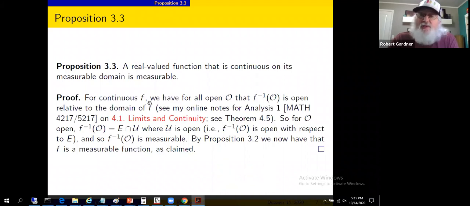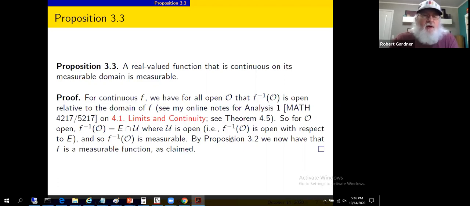If a function is continuous, for all open O, the inverse image of O is open relative to the domain of F, a property of continuous functions in a topological setting. It's pretty much the definition of continuous. But you'd do this in senior level analysis. You'd show inverse images of open sets are open. There's a link to some notes from senior level analysis that establish that.